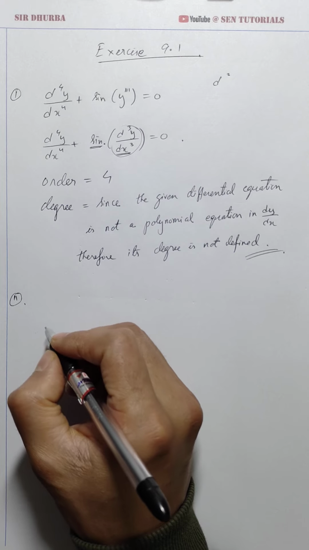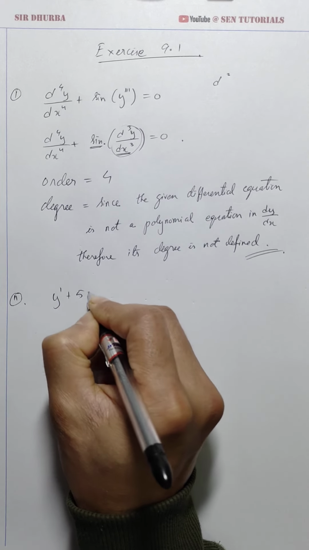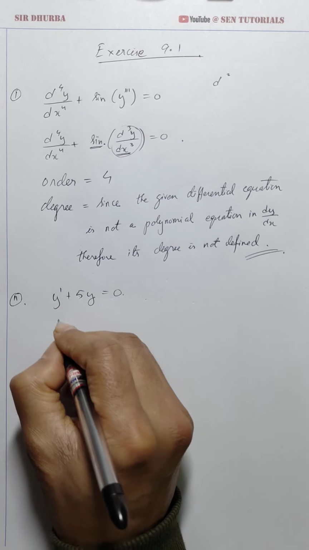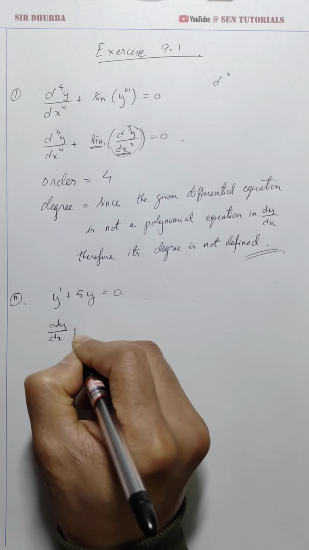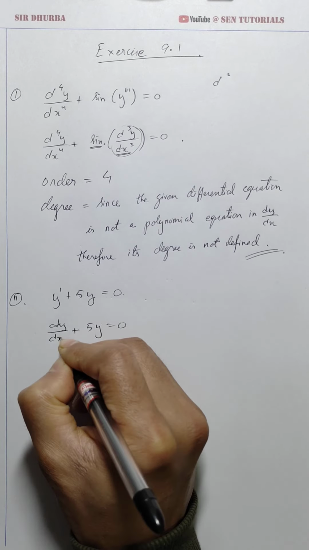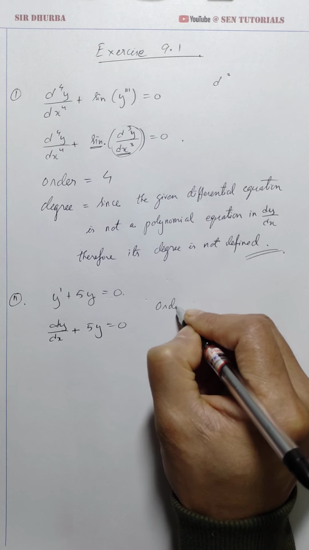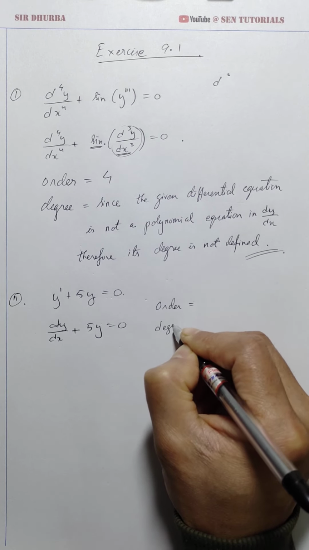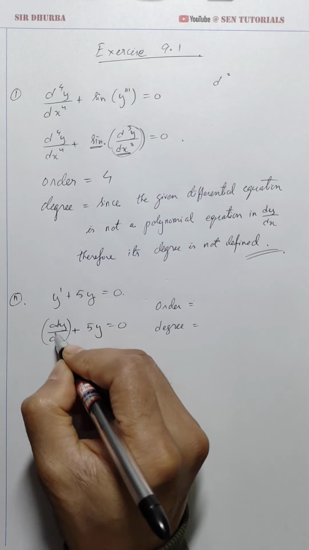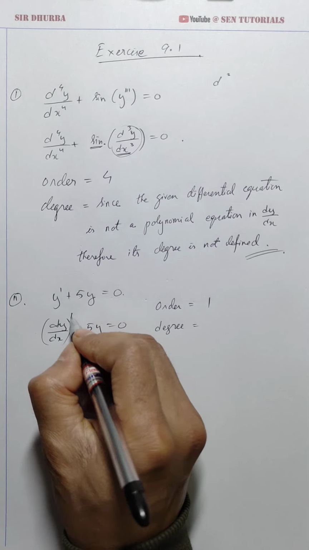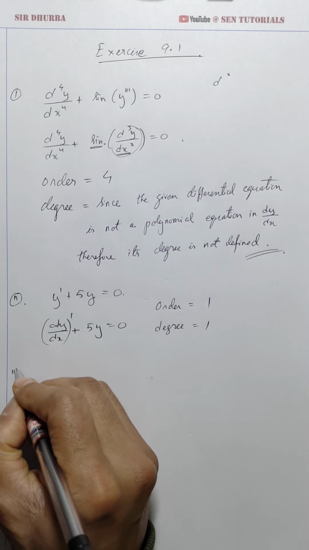Number 2, where is 2? Y dash plus 5y equal to 0. Y dash means dy by dx plus 5y equal to 0. So what will be the order here? And degree? Order, highest order, only 1 times. Degree, power 1, no problem. Number 3.